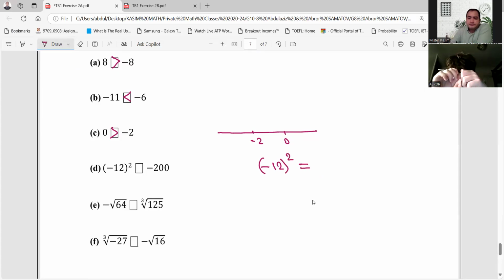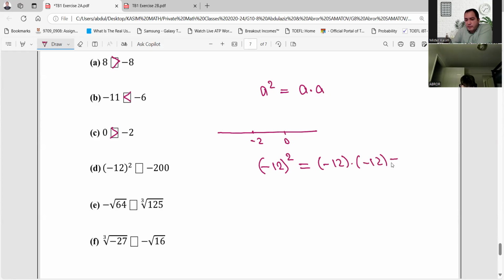What is A squared? A squared is A times A, right? Yes. So -12 squared is -12 times -12. What is -12 times -12? 144. So 144, is it greater than -12? Yes, because this is positive, right? A positive number is always greater than a negative number, right? Yeah, it is greater than.